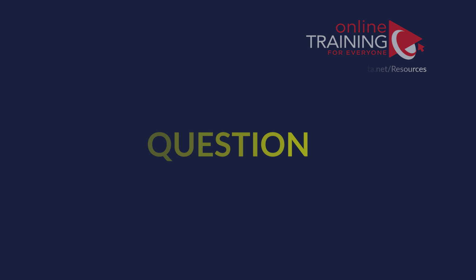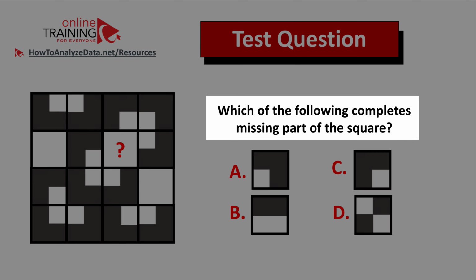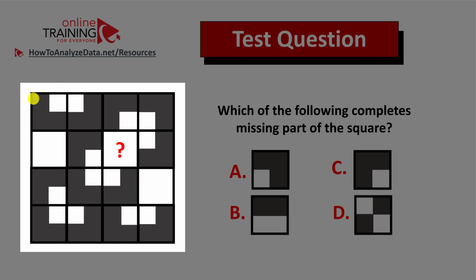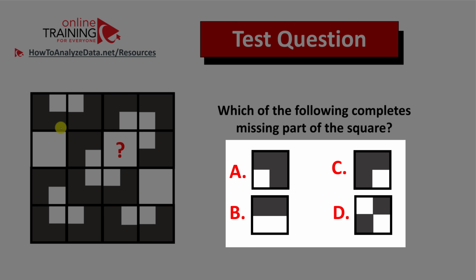Let me share with you a tricky question which tests your pattern recognition and visual reasoning skills. Which of the following completes the missing parts of the square? And you're presented with a 4x4 square, which contains different smaller squares inside, and four possible choices. Choice A, B, C, and D.